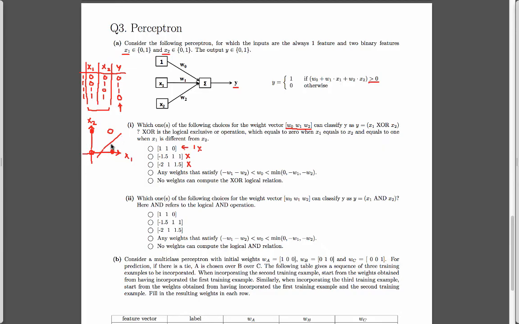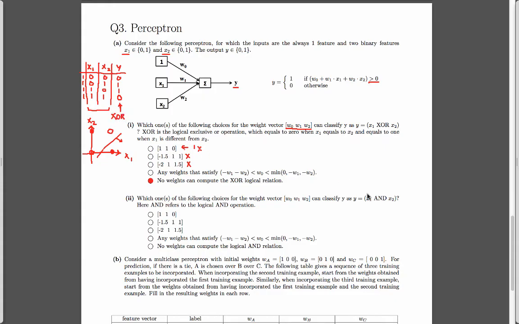For example, this decision boundary might correctly classify these two negative examples if the weight vector is pointing in that direction, and it would also correctly classify this example, but it wouldn't correctly classify this example. So therefore, the answer is that no weights can compute this relation. Okay, so this column right here was XOR.